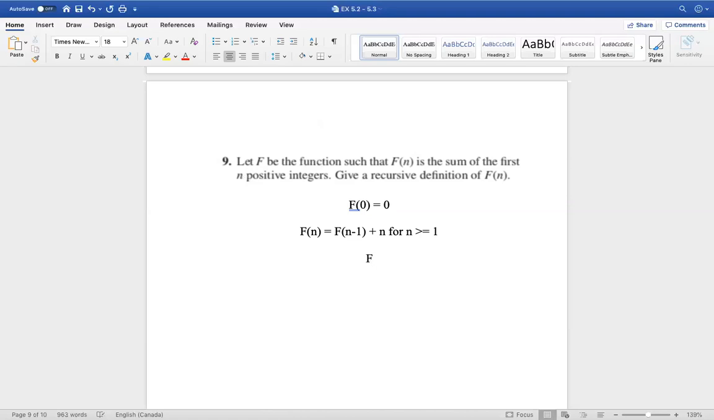So if I put, let's say, f of 1 here, I assume n equals 1. So I replace n with 1, so it becomes f of 1 minus 1 plus 1, which equals f of 0 plus 1. We know that f of 0 equals 0, so it equals 0 plus 1, which equals 1. So we know that this is actually true, because the sum of the first positive integer is basically just the 1 itself. And likewise we can do it for n equals 2, n equals 3, 4, and so on, using this recursive function here.